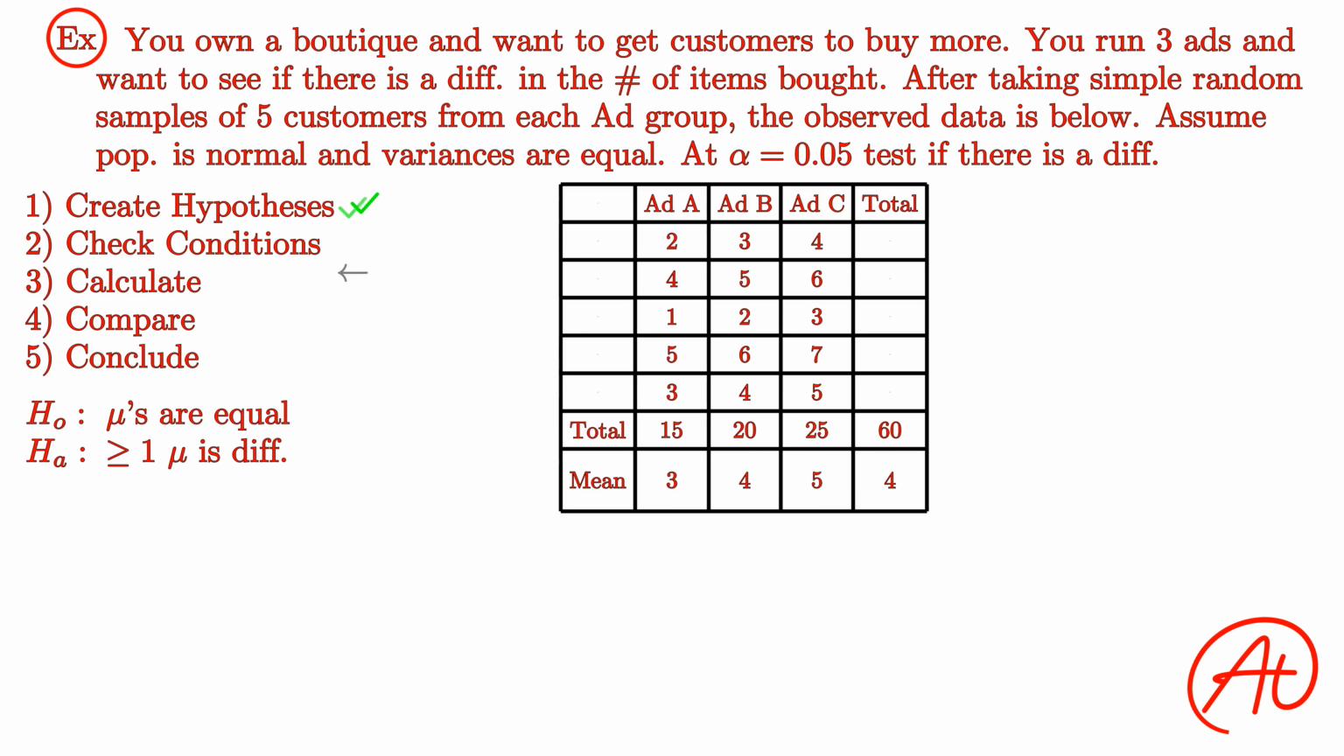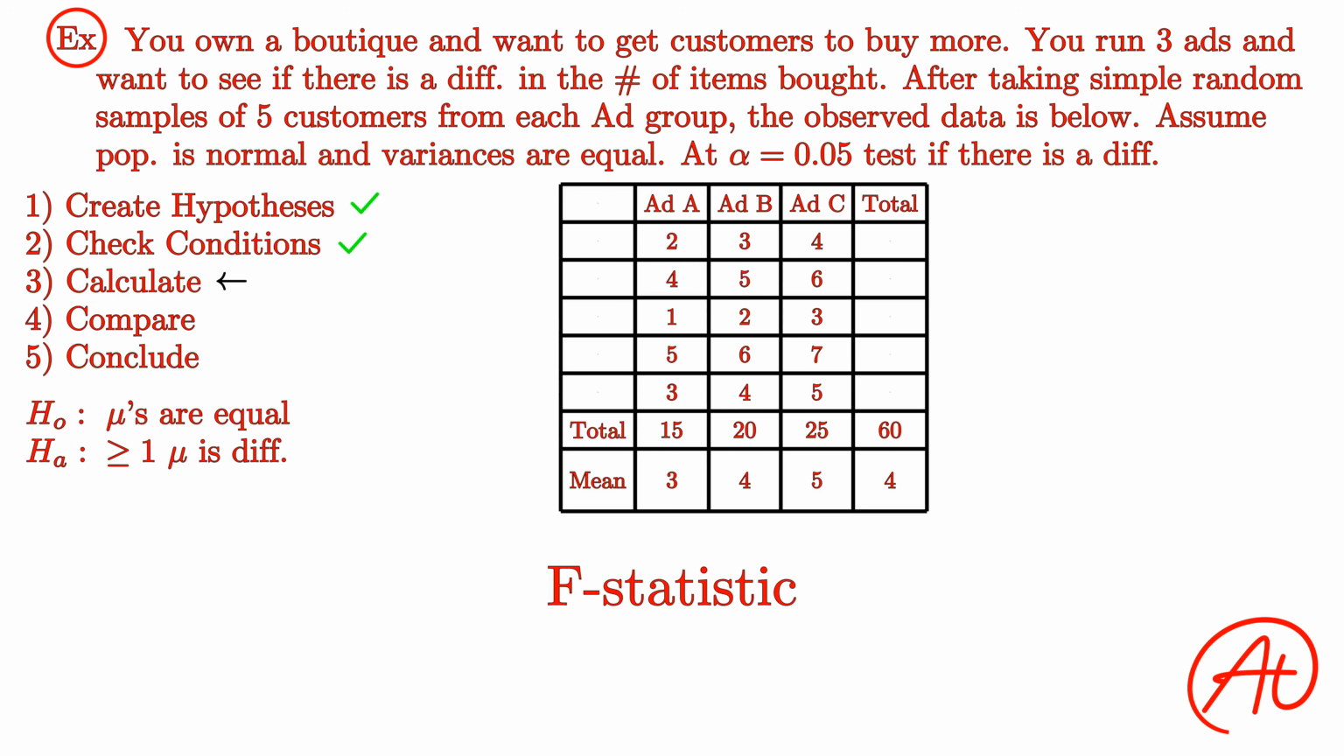Okay, now that our conditions are met, we can move on with the problem and calculate the test statistic and p-value. But what do we use for our test statistic for ANOVA tests? Well, the statistic we use is called an F-statistic. But what exactly is an F-statistic?